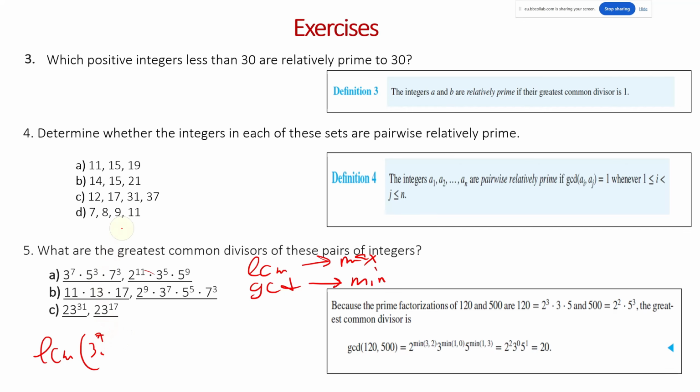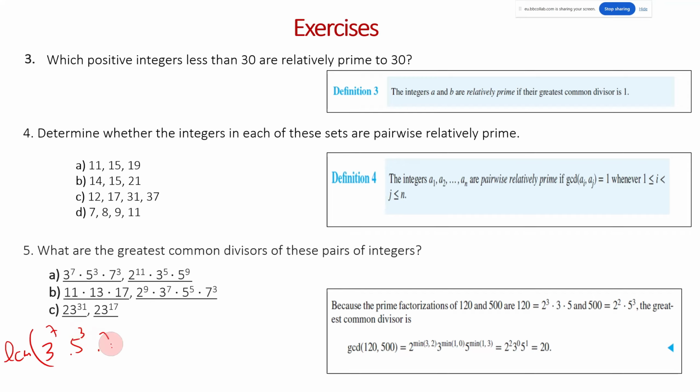Let me write it a little bit better. LCM of 3 to the power of 7 times 5 to the power of 3 times 7 to the power of 3, and 2 to the power of 11 times 3 to the power of 5 times 5 to the power of 9. Remember, for the least common multiple, I need to find the maximum. So 2 is 0 on the left side, and on the right side it's 11, the biggest is going to be 2 to the power of 11.